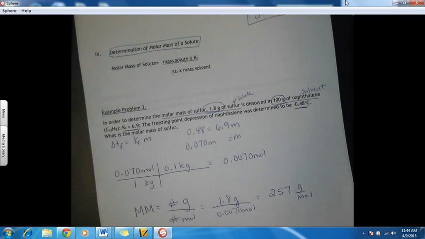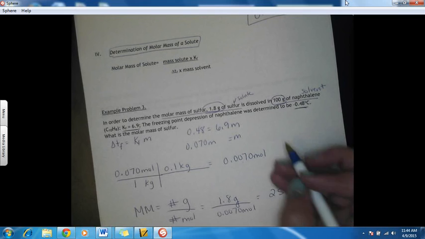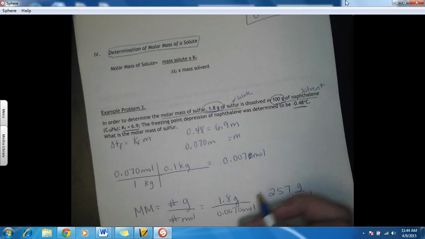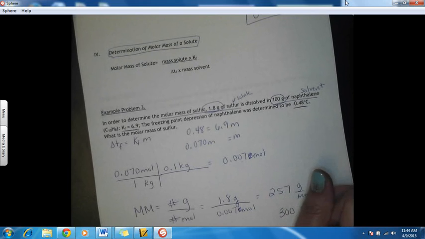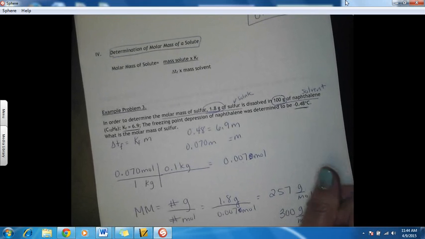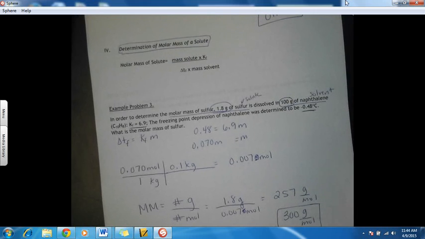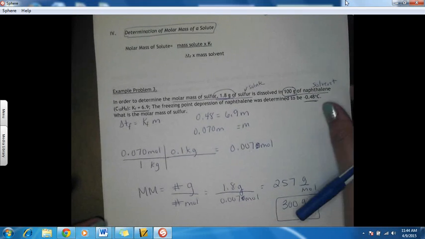Right? This should have just been the one for the one there. Sorry about that. So just the one gives us 300 grams per mole. Right? So that's how we can find the molar mass.